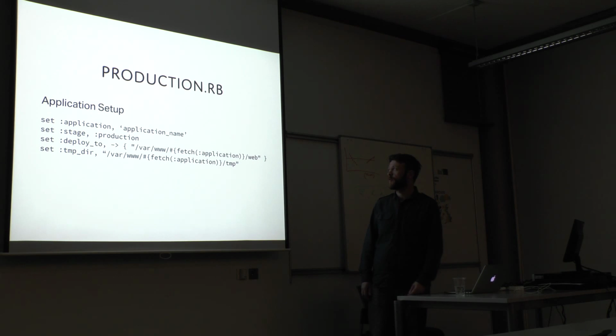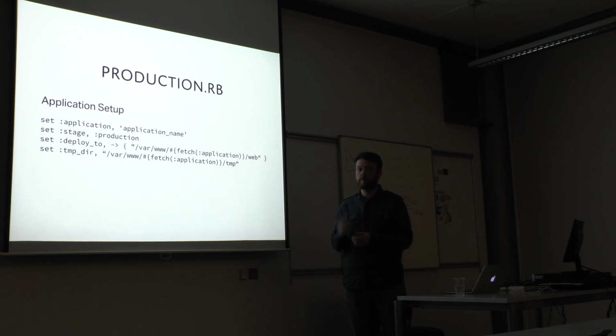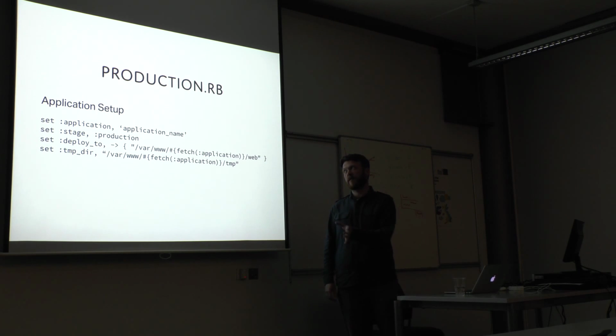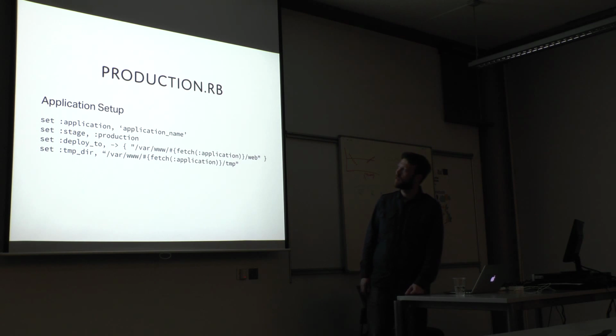So, as I said before, it is all configuration. You really don't need to know a lot about Ruby to get started. And a lot of these variables will be in the files that are created when you do the cap install. To set the application, that's just a string for the name. It can be anything you want. The stage, for this example, will be production. That's used in the command. When I'm going to deploy, we'll say cap, then the stage name, and deploy. In this case, it will be cap production deploy.